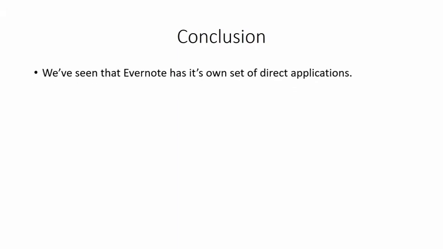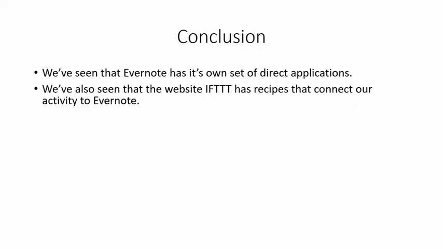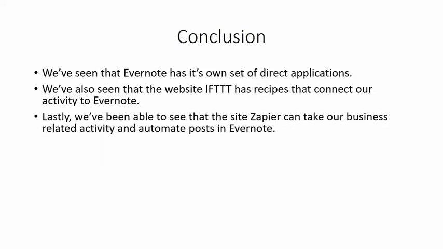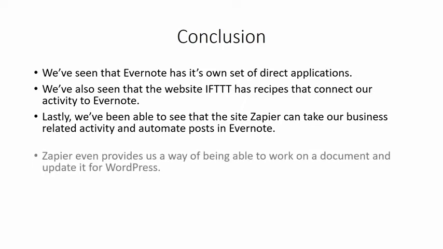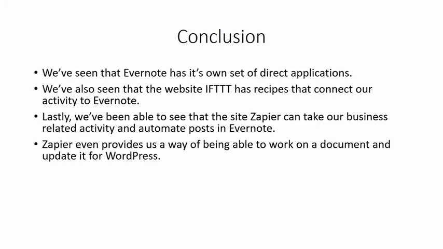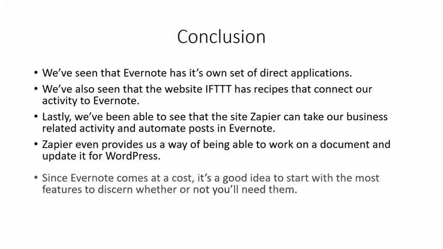And we've seen that Evernote has its own set of direct applications. Now we've also seen that the website IFTTT has recipes that connect our activity to Evernote. And lastly, we've been able to see that the site Zapier can take our business-related activity and automate posts in Evernote. Zapier even provides us a way of being able to work on a document and update it in WordPress.